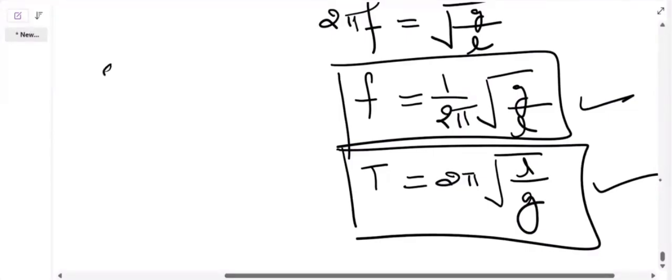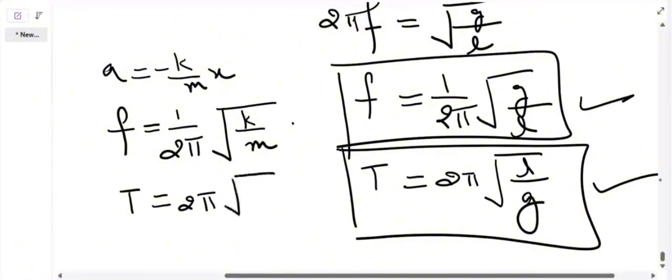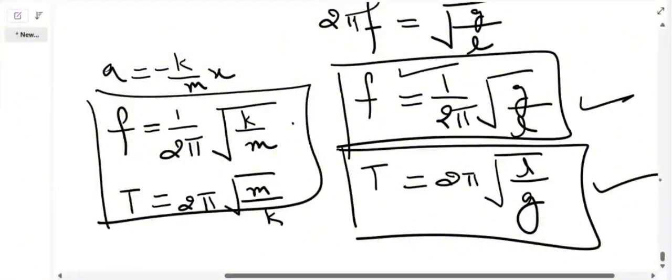Okay, now compare it with the acceleration. Acceleration is minus k over m into x. Yes, ma'am. Again, my frequency will be 1 over 2 pi under root k over m. And your time period will be 2 pi under root m over k. So this is for the spring mass system and this is for oscillation. Any doubts? No, ma'am. Sure? Yes, ma'am.